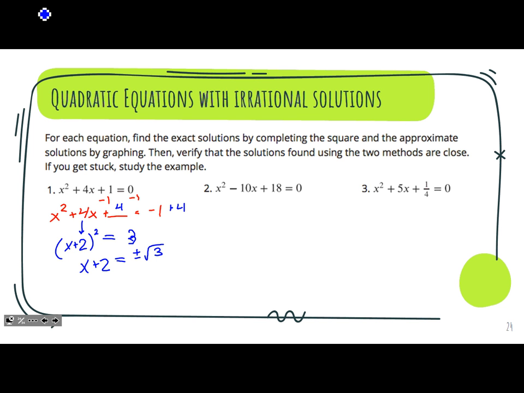Okay. When I subtract 2 from the equation, I get negative 2. Oops. And then I do x equals negative 2 plus or minus the square root of 3. Okay. Now, let's actually figure out what those answers are. So I'm going to go ahead and use a calculator. And so let me pull that up.